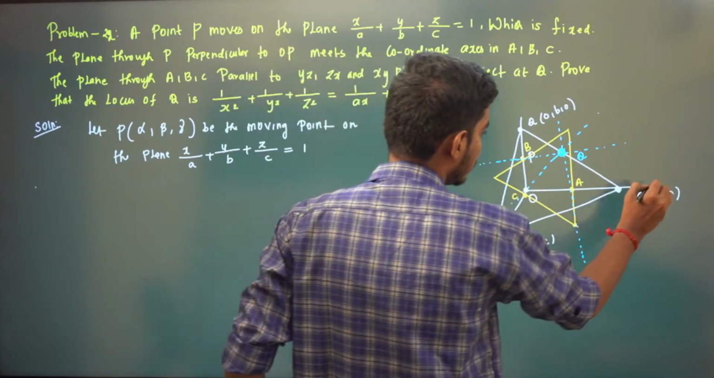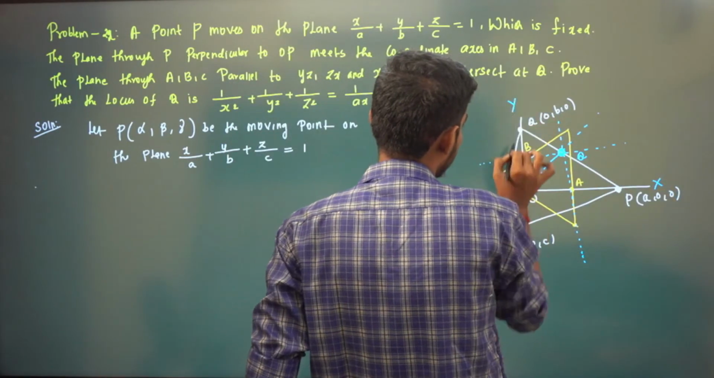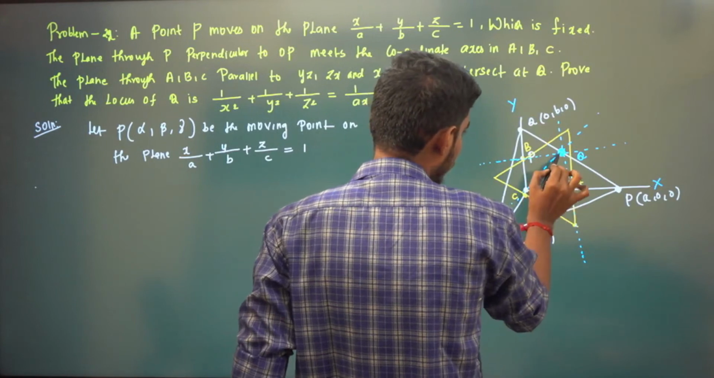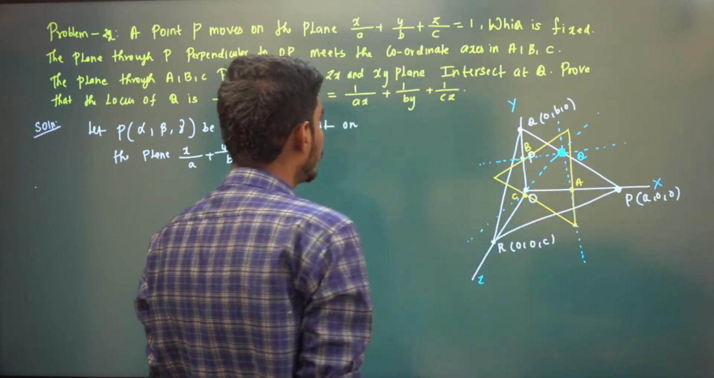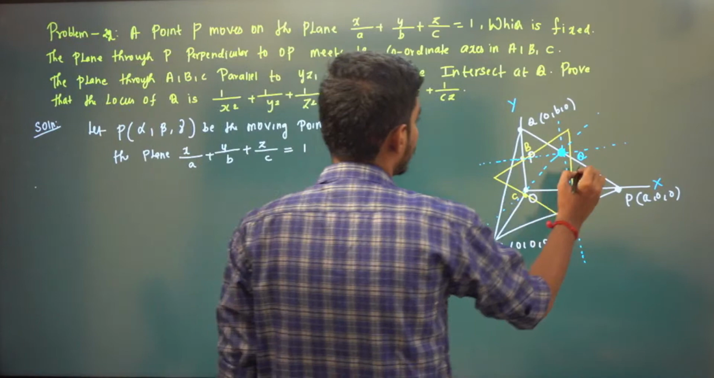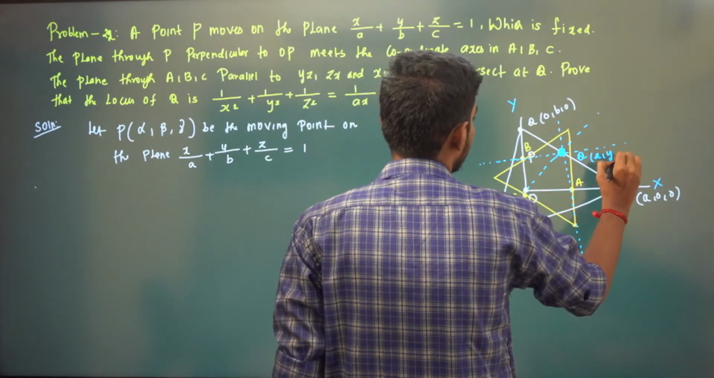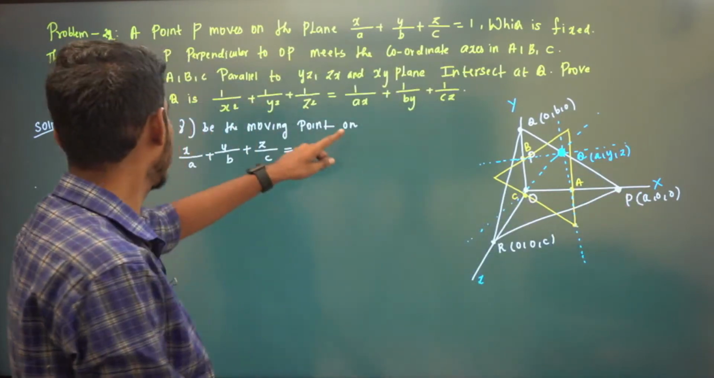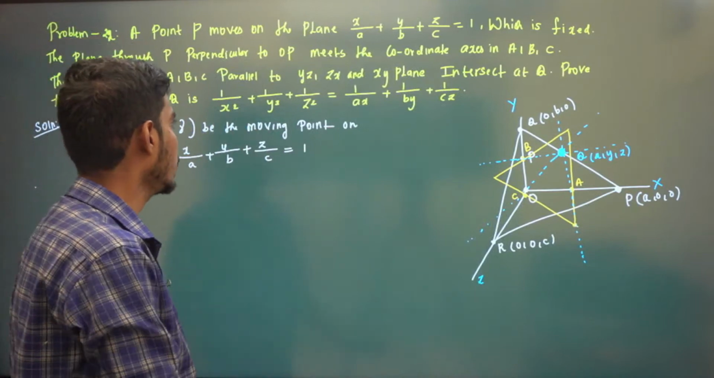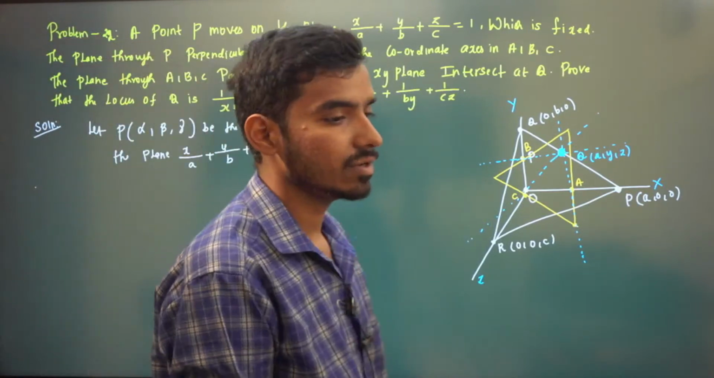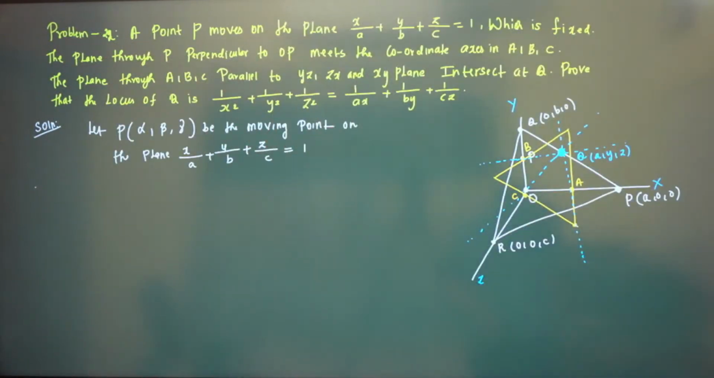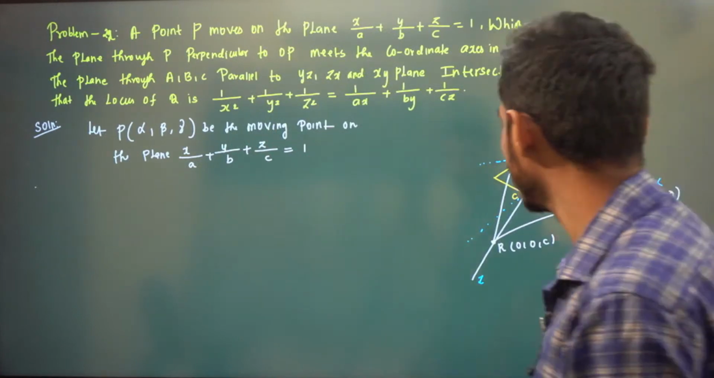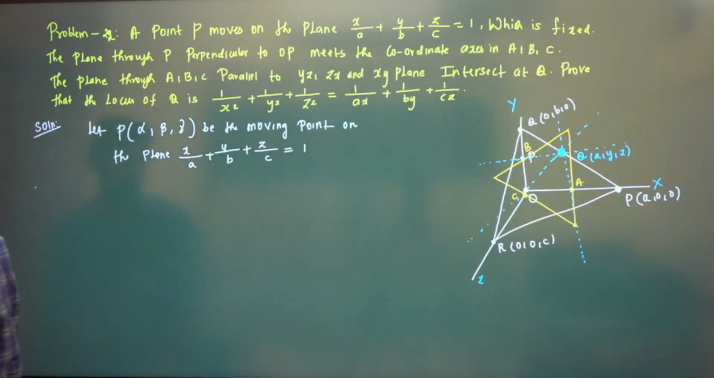This is our x-axis, this is our y-axis, and this is our z-axis. So we need to show the locus of this point Q. The locus of this point Q is 1 by x square plus 1 by y square plus 1 by z square is equal to 1 by ax plus 1 by by plus 1 by cz, right? Very easy problem. So we will do this, right?